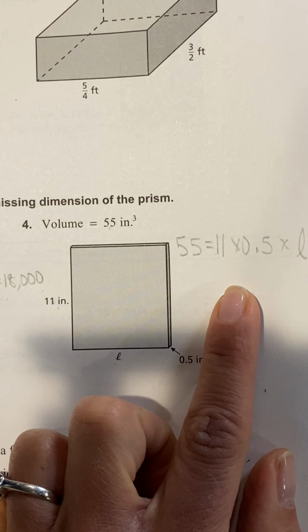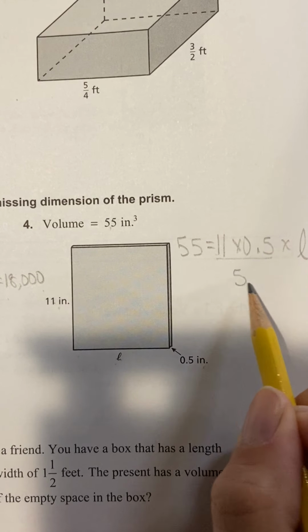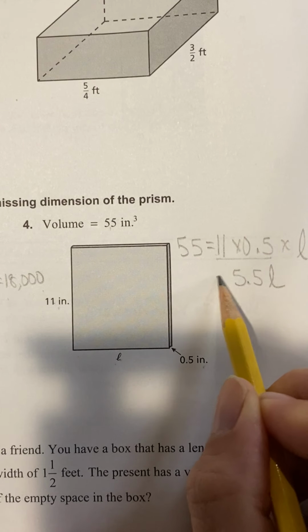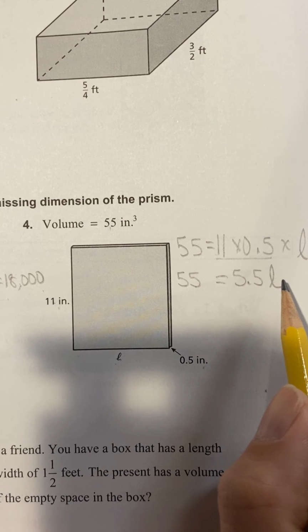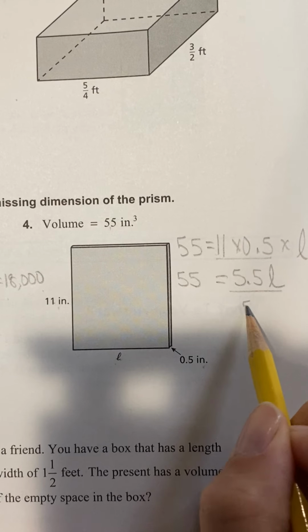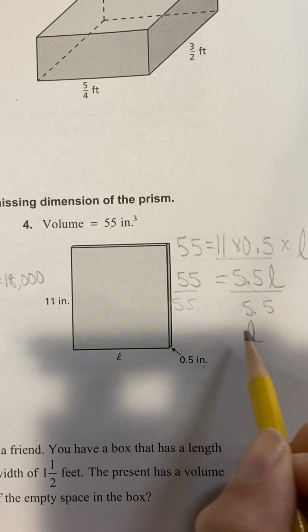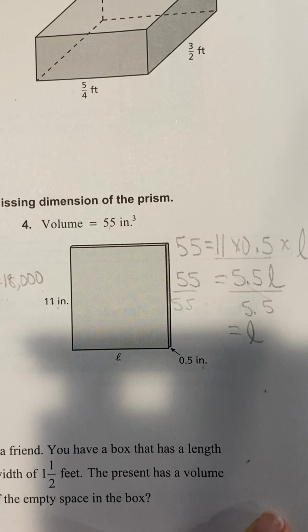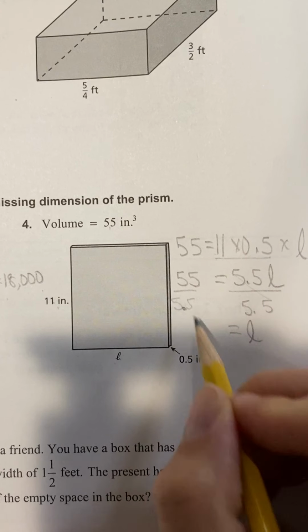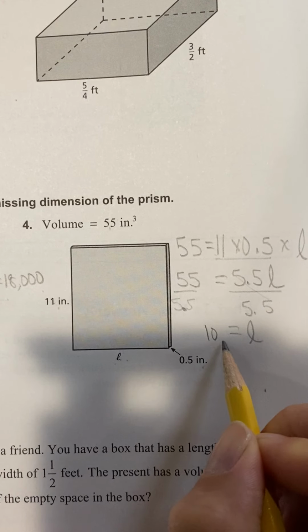So my first step is I'm going to go ahead and take 11. I'm going to multiply that by a half. So 11 times a half, well, half of 11 would be 5.5. So 5.5 times what equals 55. So then my next step, since the 5.5 is attached to the L through multiplication, is I'm going to want to divide both sides by 5.5. So those go away, and L, my missing side length, is going to equal 55 divided by 5.5. So 55 divided by 5.5 should give me 10. So my missing side length should be 10 inches.